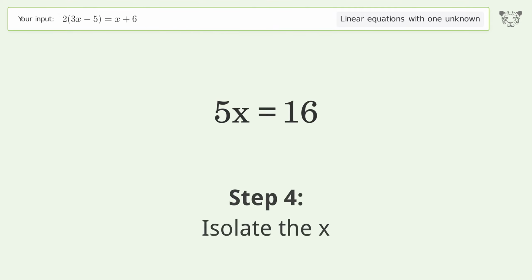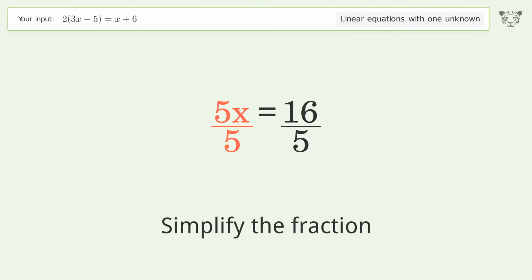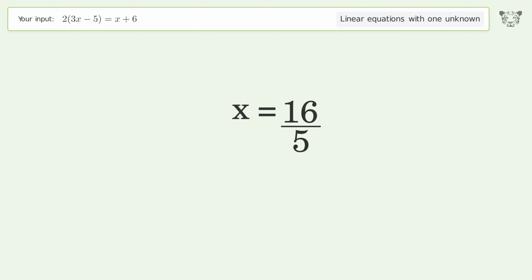Isolate the x. Divide both sides by 5. Simplify the fraction. And so the final result is x equals 16/5.